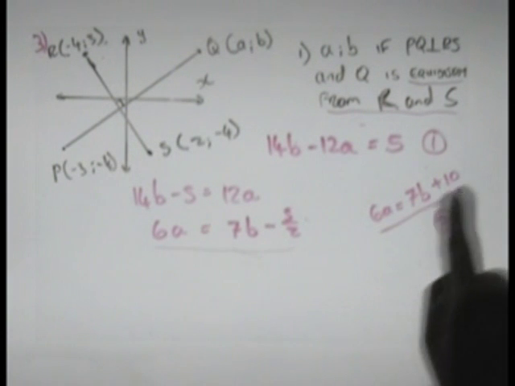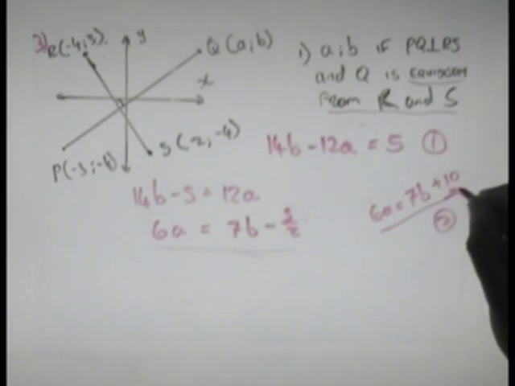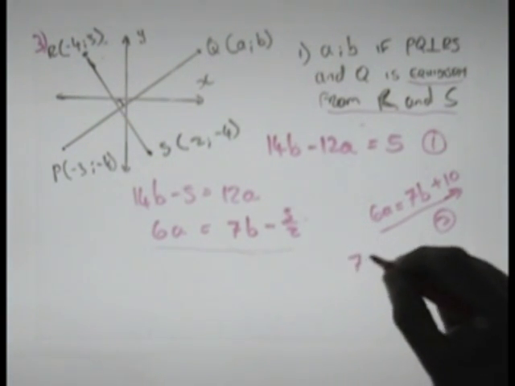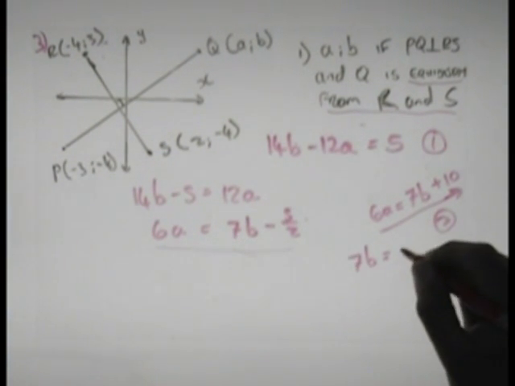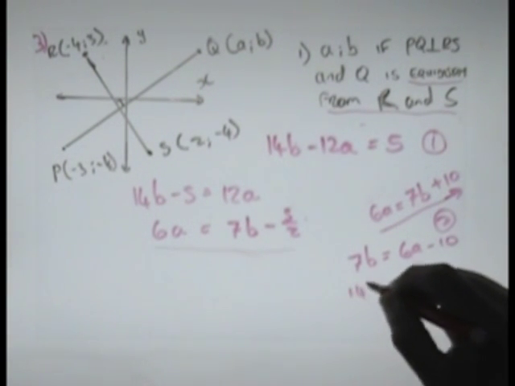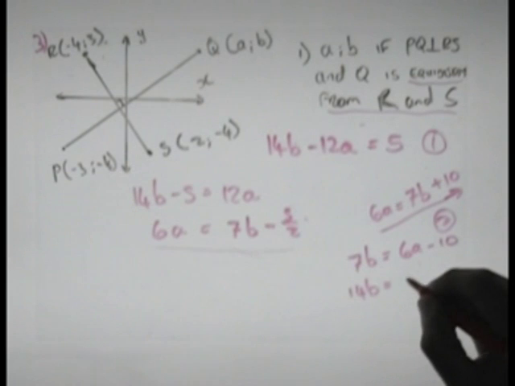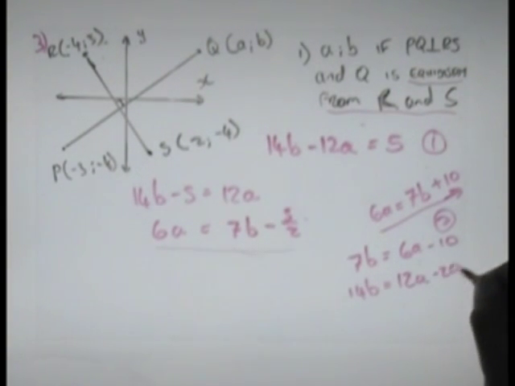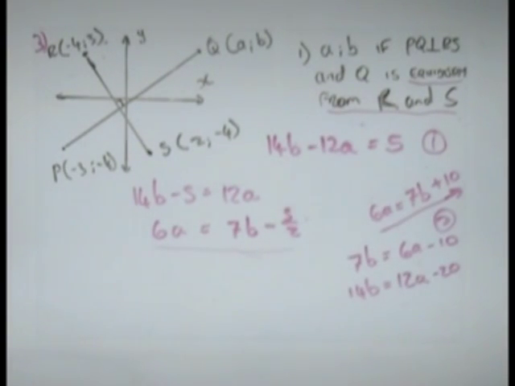What I think I'm going to do with this one rather is, let's rather get it in the form 7b is equal to 6a minus 10. That means that 14b is equal to 12a minus 20. Again, if I substitute it in, I'm going to cancel.